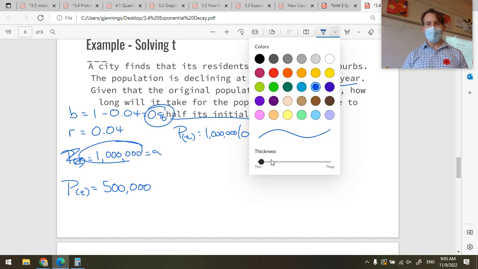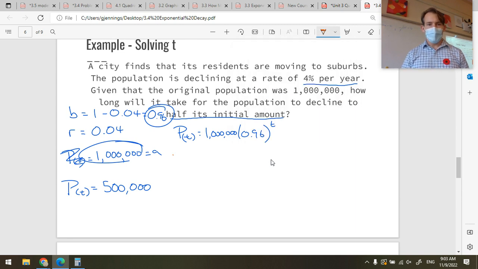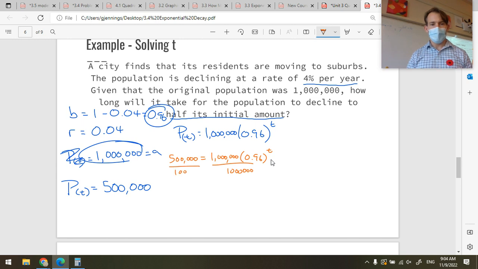And I want to find a solution to this equation. 500,000 equals 1 million multiplied by 0.96 raised to some value T. I'm going to find the value T. So then we go ahead and divide by 1 million. That's a lot of zeros. You'll notice that 500,000 divided by a million reduces to 1/2. So that equals 0.96 raised to the power T.